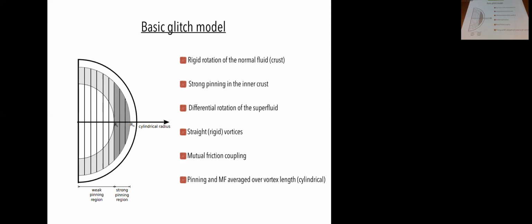Then you can have a two-fluid model where you take a rigidly rotating crust with protons in the interior as well, because you have a magnetic field, so you expect that it will couple them quite effectively. And then we take mutual friction coupling, and what you can do at this point, if you have straight and rigid vortices, even though the pinning forces and mutual friction forces are density dependent, is average them over the vortex and build essentially a two-dimensional model.